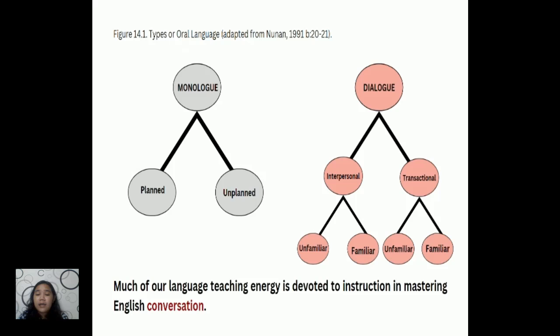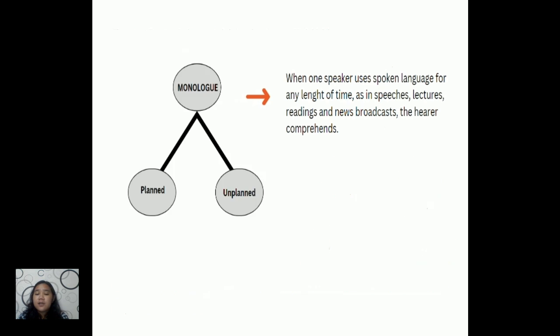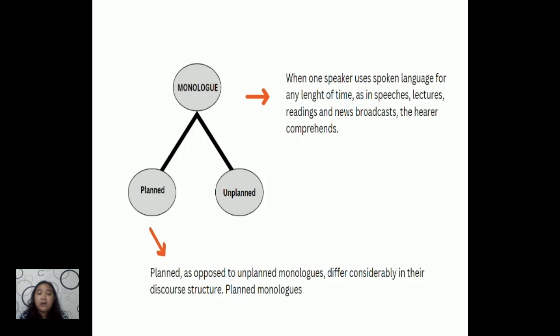So we have here two different types of spoken language, the monologue and the dialogue. Let us discuss first what is monologue. We can say that a speech is in monologue when one speaker uses spoken language for any length of time, as in speech, lectures, readings, and news broadcasts, and then the hearer comprehends. For monologue, we have classified here two different classifications, the planned and the unplanned.